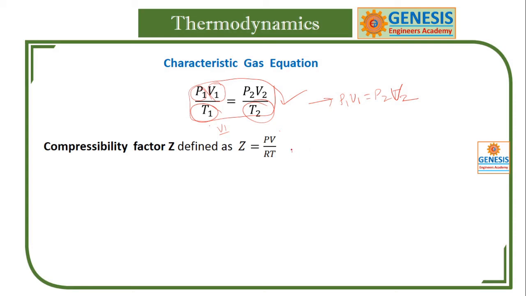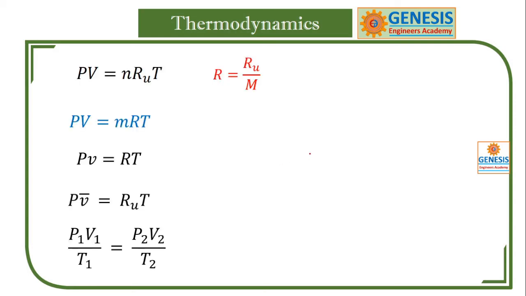Sometimes there is a compressibility factor called PV by RT. This is also an important one. So I have assembled all the equations. This is the first equation, PV is equal to nRT. Here pressure is always absolute, and absolute pressure means gauge pressure plus atmospheric pressure. The second one is absolute temperature, meaning Celsius has to be converted into Kelvin. This is the gas constant, and this is the universal gas constant.